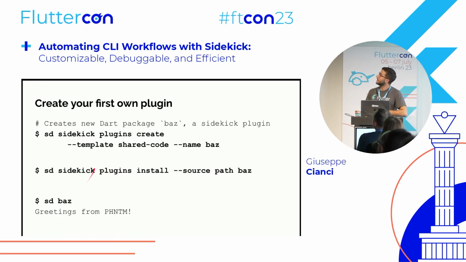So the Sidekick CLI has the plugins create command. There's some templates you can choose from. Don't worry about them now. And so now it generates a new Dart package for the plugin. And I can already install this plugin to my SD CLI from the local path. I can immediately call the command of the new plugin I just installed, which is baz, and it prints something.